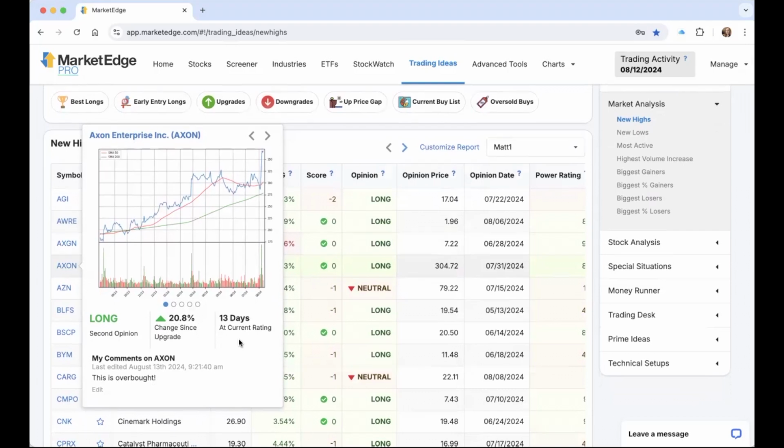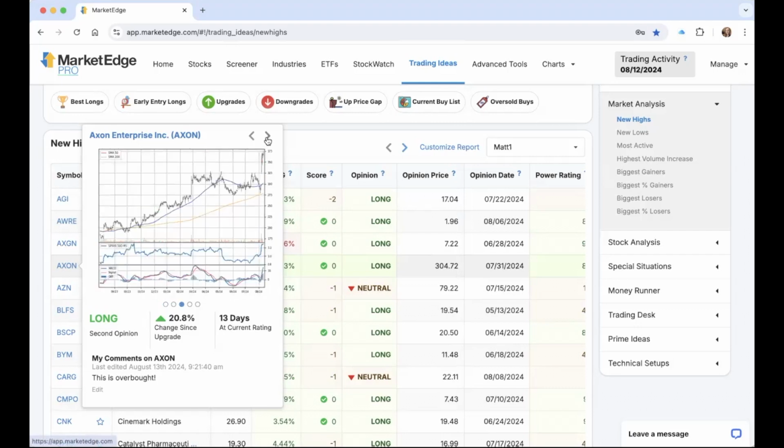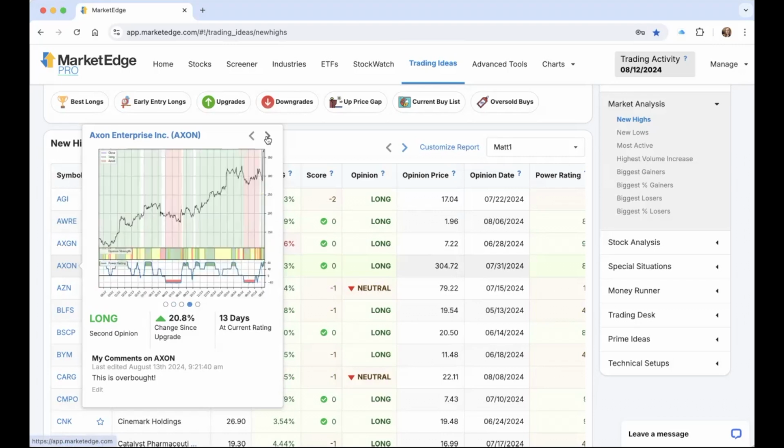I sort a table based on whatever I'm looking for, let's say opinion and score, and then I look at the chart of whatever meets my criteria. So this is the chart pop-up, just an interesting feature I wanted to highlight. It looks like we can also view different charts here as well. Yeah, you can cycle through various charts there as well.